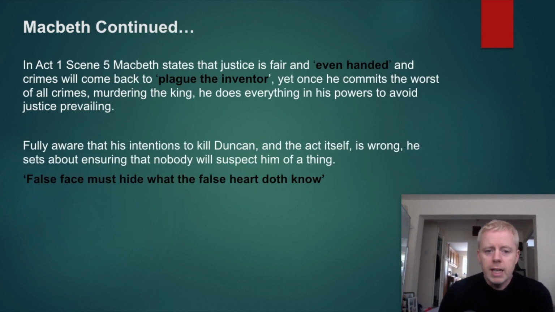In Act 1, Scene 5, Macbeth states that justice is fair and even-handed, and crimes will come back to plague the inventor. Yet once he commits the worst of all crimes, regicide, murdering the king, he does everything in his power to avoid justice prevailing. Fully aware that his intention is to kill Duncan and the act itself is wrong, he sets about ensuring that nobody will suspect him of a thing. "False face must hide what the false heart doth know." Another great quote to link directly with this theme, appearance and reality.